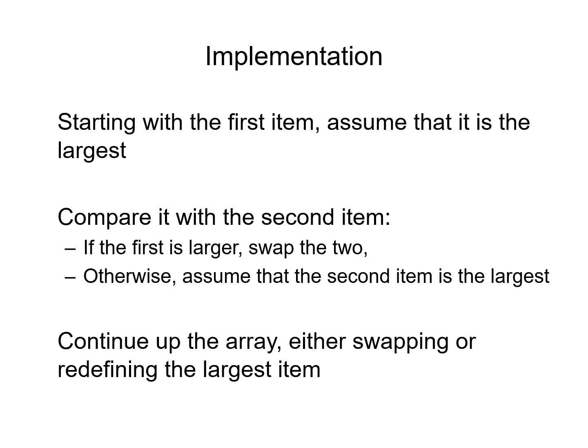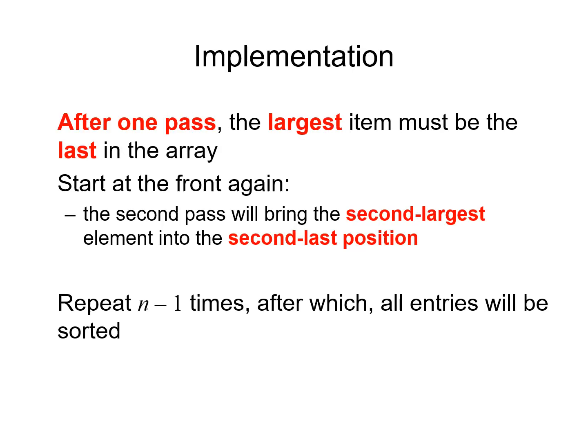Starting with the first item, assume that it is the largest item. If the first is larger, then you will swap the two. Otherwise, you will consider the second item as the largest item. It will continue up to the end of the array. There are three versions of bubble sort, and I'll be discussing each one by one.